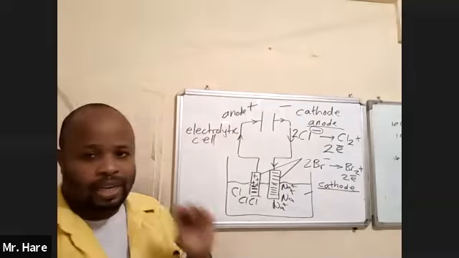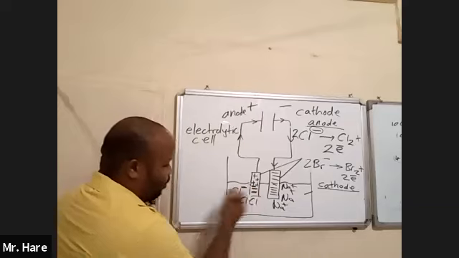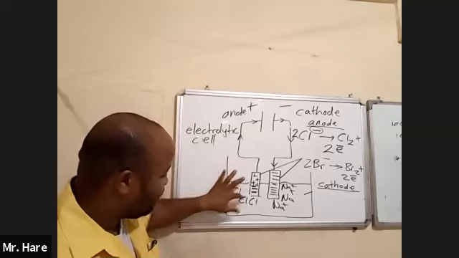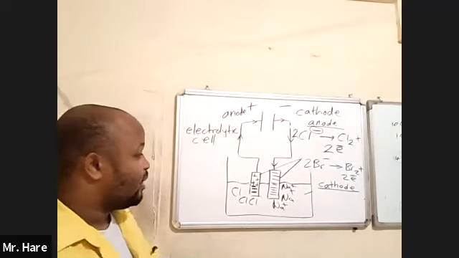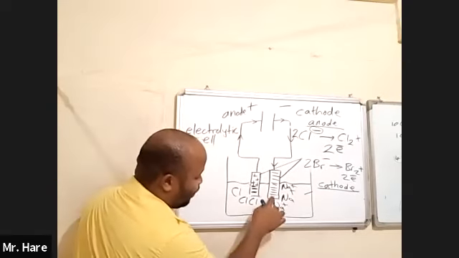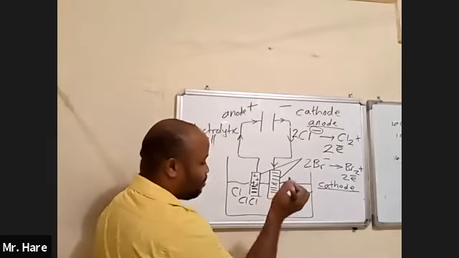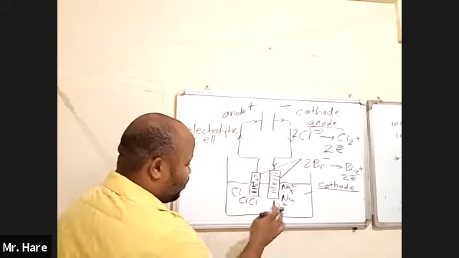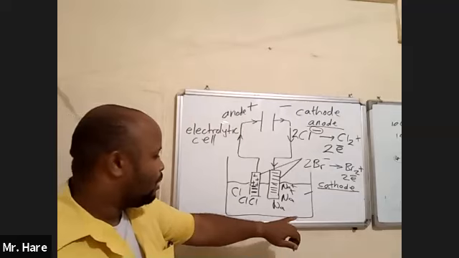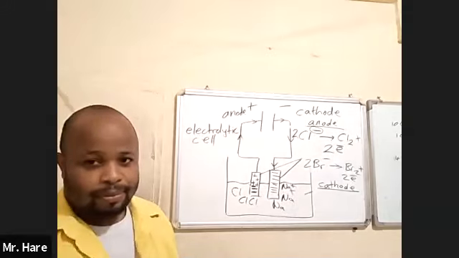So what is happening at the cathode? Remember, at the anode, the negative ion will come and give up the negative charge, and so it gets oxidized. At the cathode, the positive ion is going to come and pick up a negative charge. When it picks up the negative charge, it cancels the positive charge on it, and so it is left with no charge. So it becomes neutral.